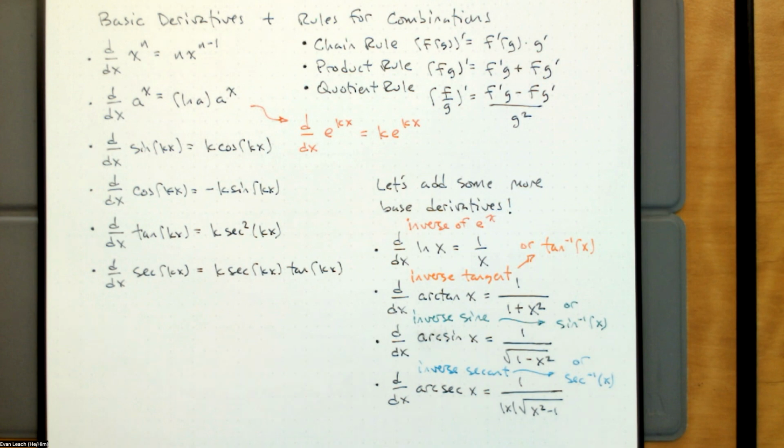Really, the most important ones are tangent, arctangent, and arcsine. Those you definitely have to have on hand. If you drop these absolute values off the arcsecant, no one will really notice.